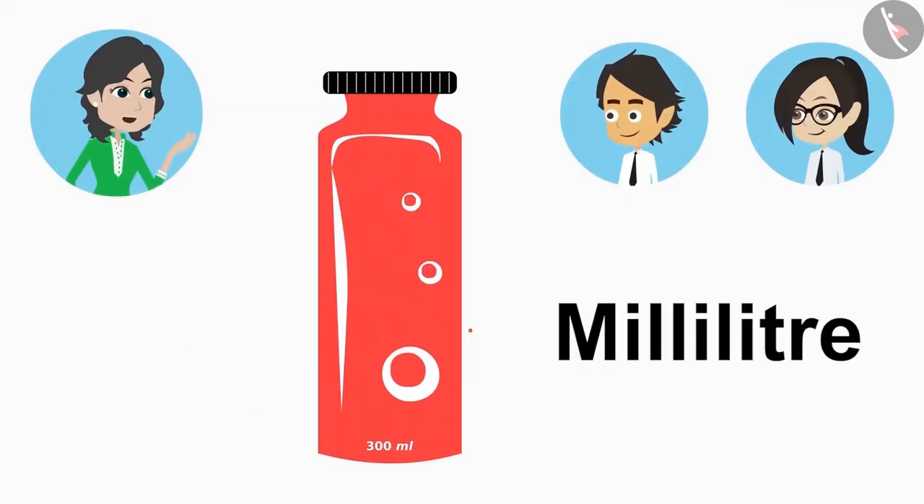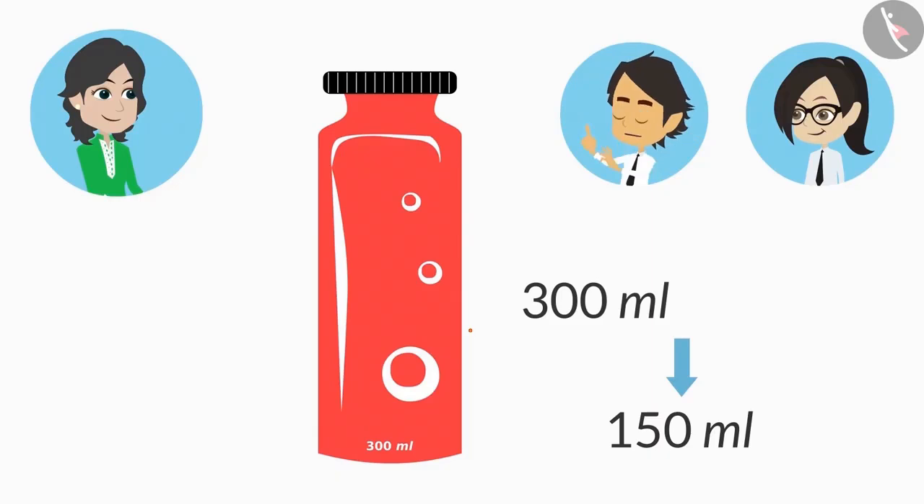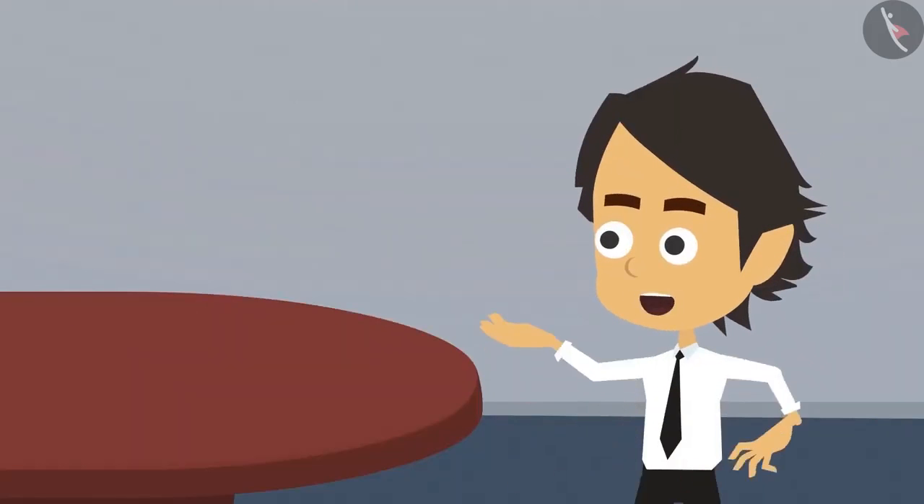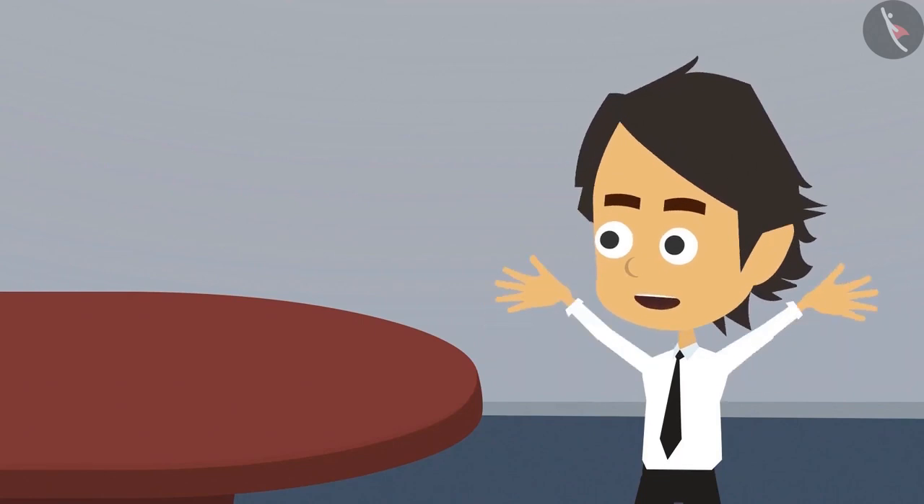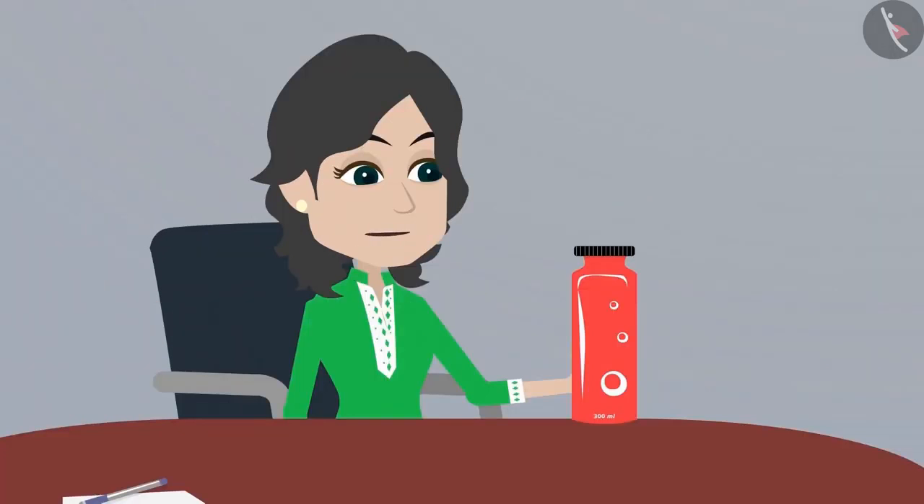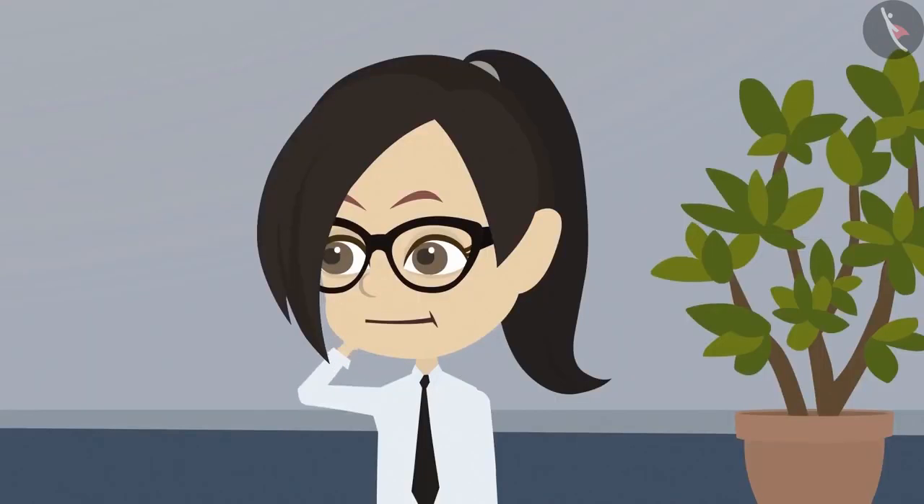We use ml to write milliliter. Half of the 300 ml will be 150 ml. Which means if we divide the buttermilk in two equal halves, we both will get 150 ml each. Am I correct, madam? You are absolutely correct, Ayushman. But how will we measure 150 ml?